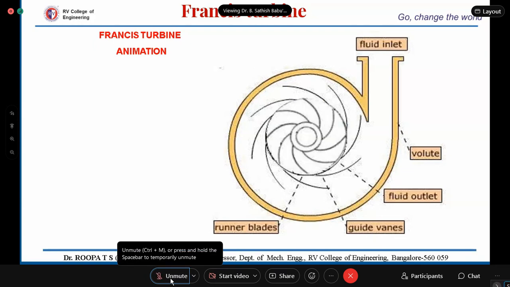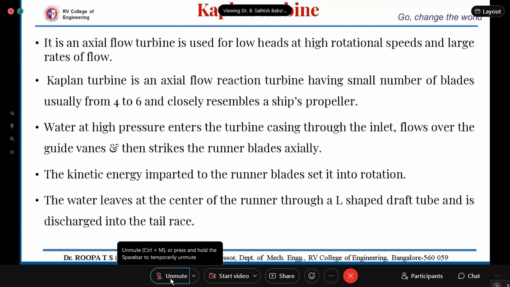Yeah, so here also you can see in this simple animation how the rotor blades on the rotor are rotating, and outer are the guide blades. So that was regarding the Francis turbine.